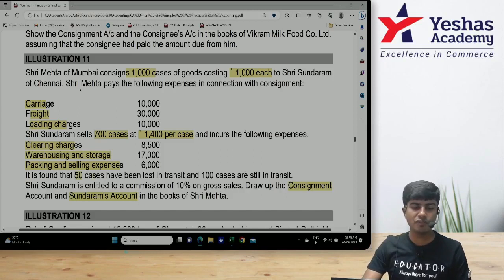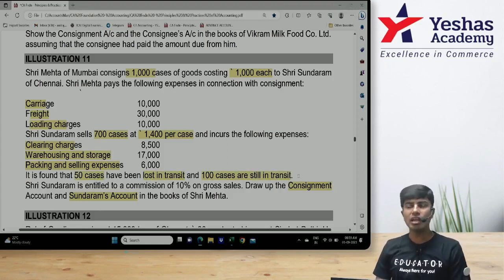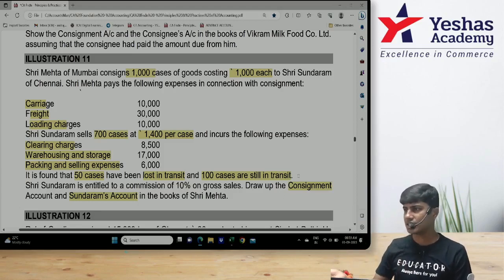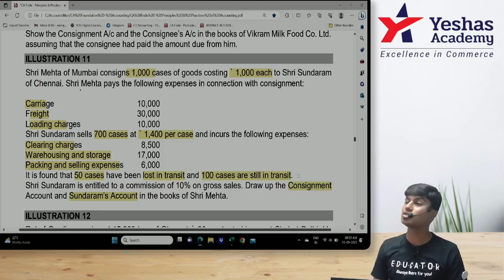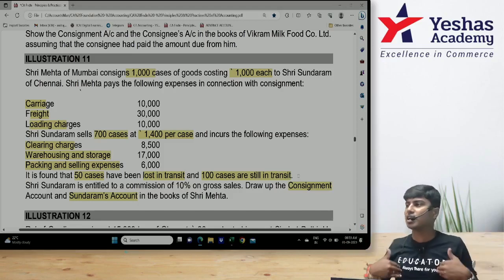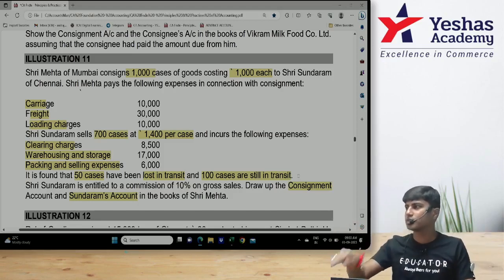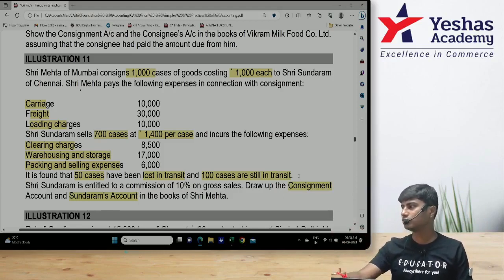It is found that 50 cases have been lost in transit and 100 cases are still in transit. Sir, what do we do? Very simple. 50 cases lost in transit, you know how to deal. If the remaining cases have reached the consignee, if it is not sold, we'll write it as balance carried on. Here, this is not balance carried on. Or it is balance carried on, but the stock is not with consignee. It is neither with consigner nor with consignee. It's in between both of us. It's still traveling. It's on road.